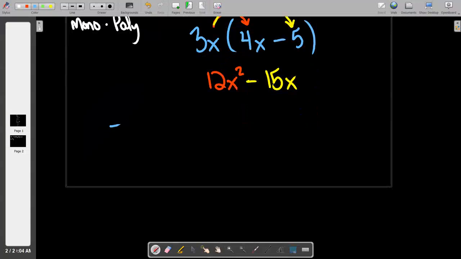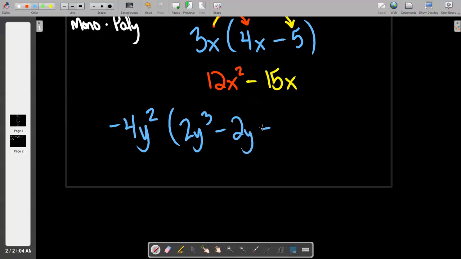So like if I put negative 4y squared, and we're going to multiply that by 2y to the third minus 2y plus 5. It still fits under the heading of mono times poly, so specifically a monomial times something. So as we distribute through, I probably won't color code this one, but as I distribute, my first answer right there is what?